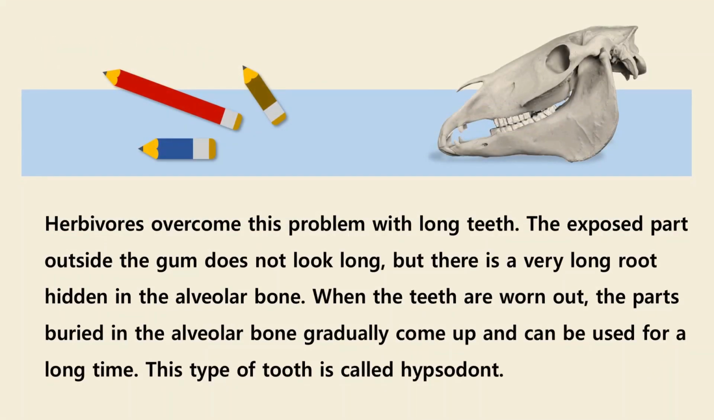Herbivores overcome this problem with long teeth. The exposed part outside the gum does not look long, but there is a very long root hidden in the alveolar bone. When the teeth are worn out, the parts buried in the alveolar bone gradually come up and can be used for a long time. This type of tooth is called hypsodont.